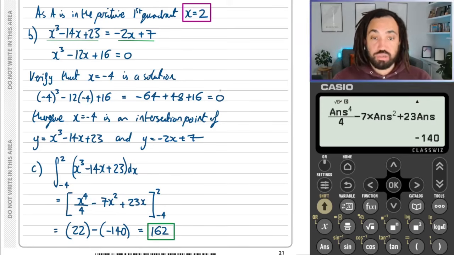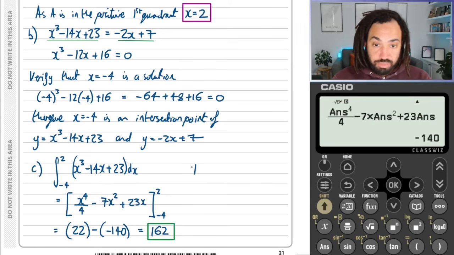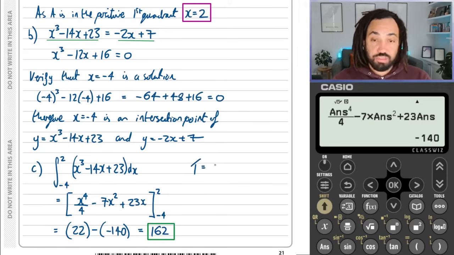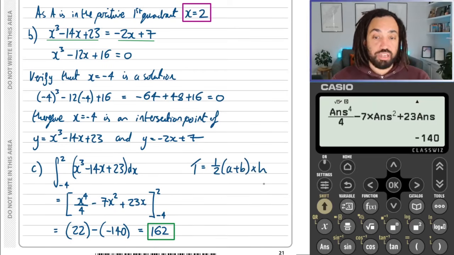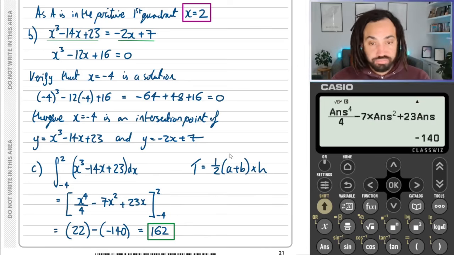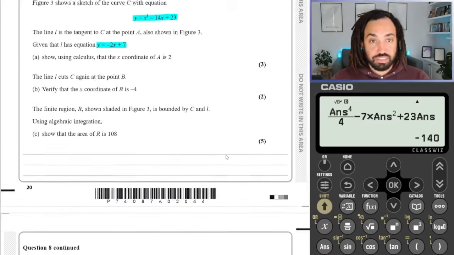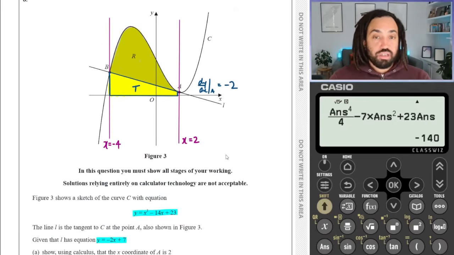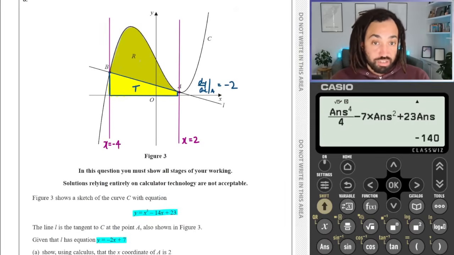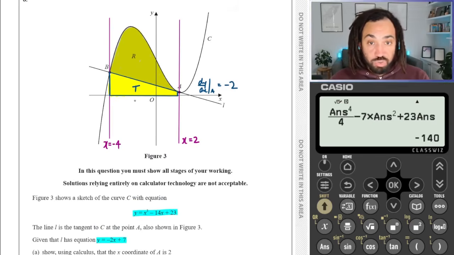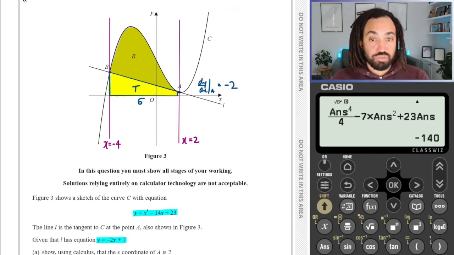And now we need to work out the trapezium. Now the formula for a trapezium is a half of the two parallel sides added together multiplied by the gap between them, h. So let's go and investigate. Okay. So the gap between the two parallel sides are these vertical ones. The gap between them is 6 because it goes from minus 4 to 2.